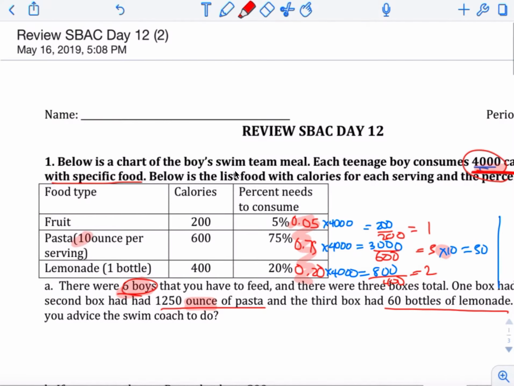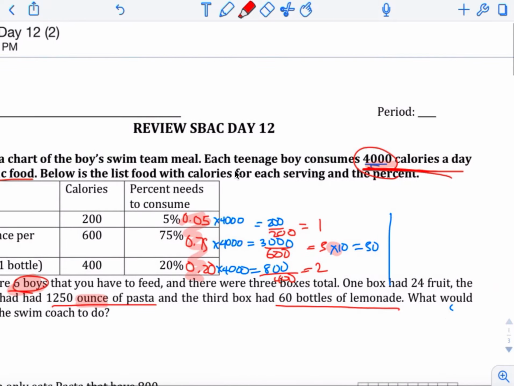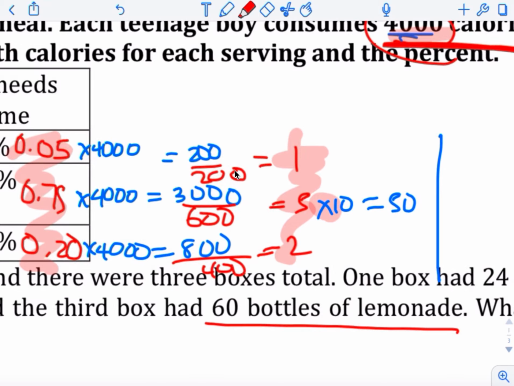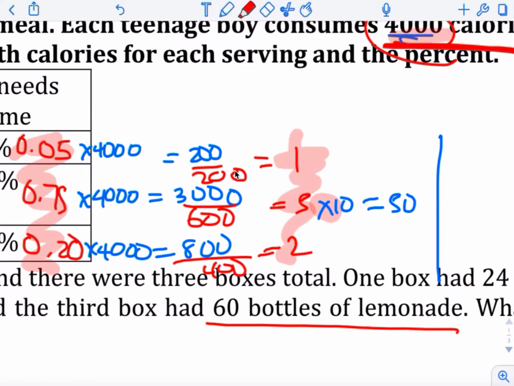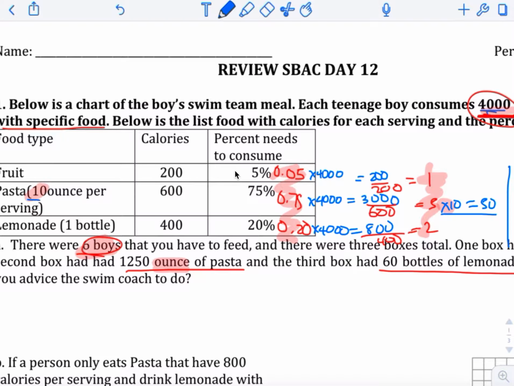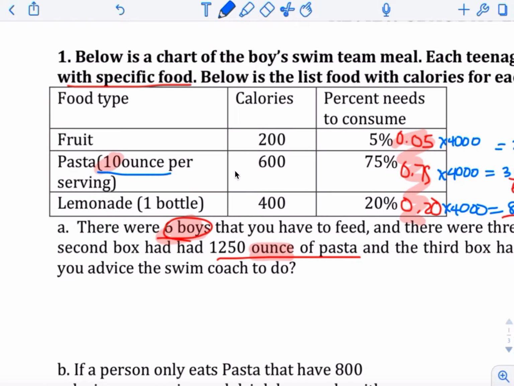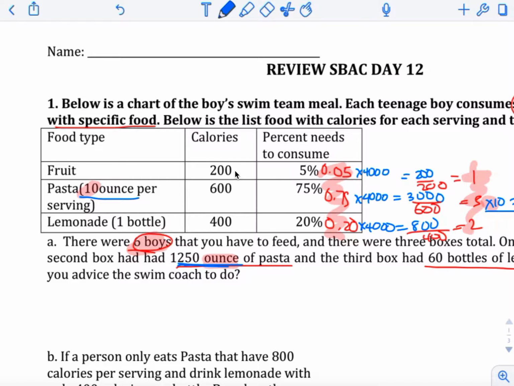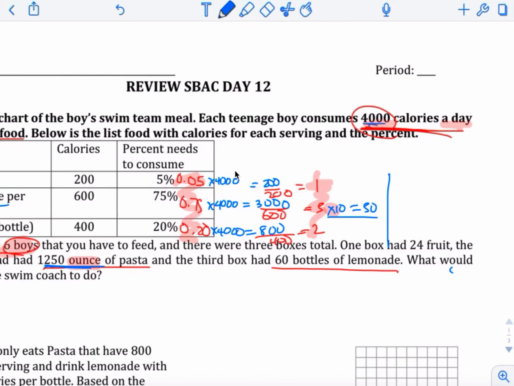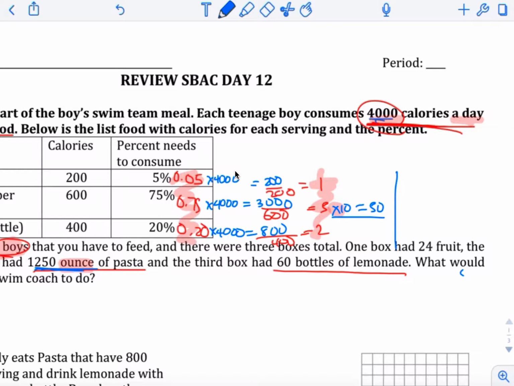4,000 a day with specific food. This is for each day. This answer, the 1, the 5, and the 2, is for each day, okay? And the reason why I multiply by 10 here is because this is 10 ounces each, and the word problem on here is in ounces, so we need it in ounces. This is for 6, there are 6 boys that you need to feed, and there are 3 boxes, okay? So that's why I multiplied.